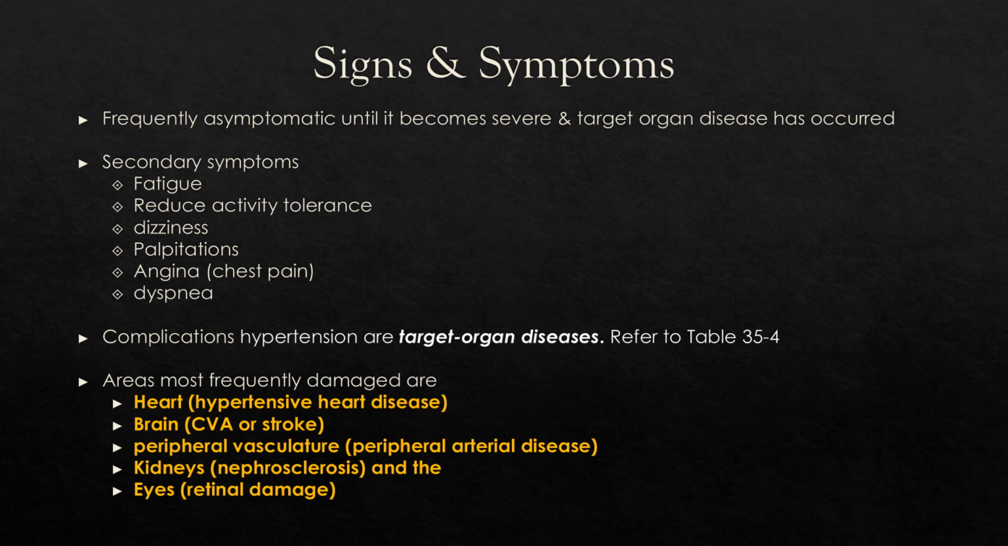So think about what I mentioned earlier: heart attack or coronary artery disease. The patient can end up with hypertrophy or enlargement of the left ventricle. Heart failure can also occur. In the brain, you can end up with a stroke, or what is called a cerebrovascular accident. You can end up with peripheral vascular disease, again secondary to that atherosclerosis. Kidney damage, so end-stage renal disease or nephrosclerosis, can also occur, and damage to the eye or retinal damage.